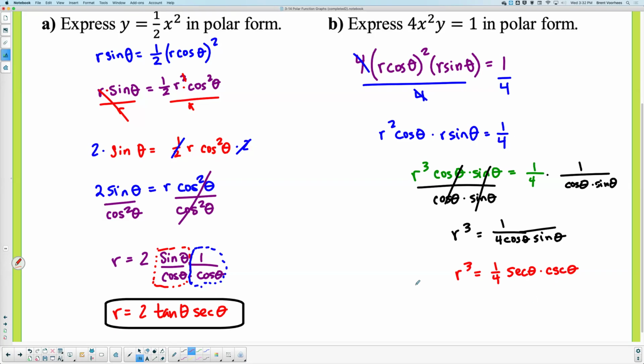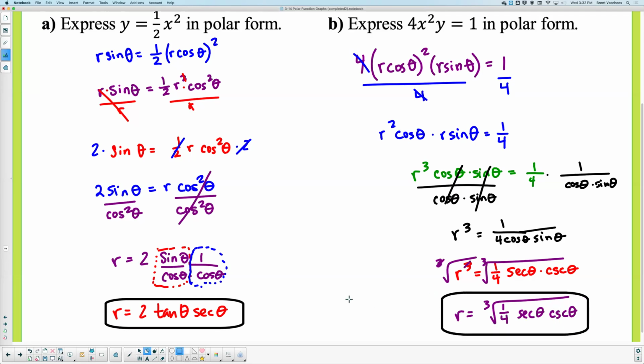That could be your answer, or if you wanted to cube root it, if I cube root each side, this would cancel over here, and r would equal the third root of 1/4 secant theta cosecant theta, and that would be my answer there. Again, we could go graph these and check it out.